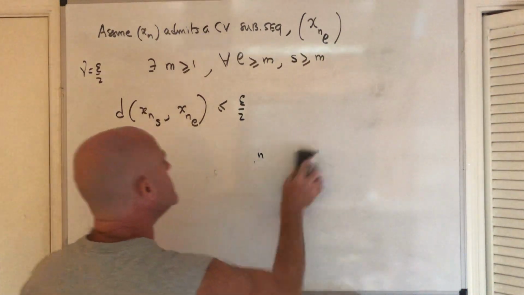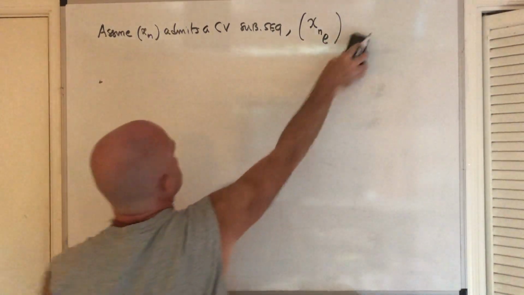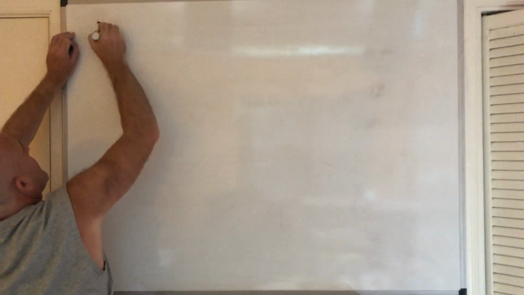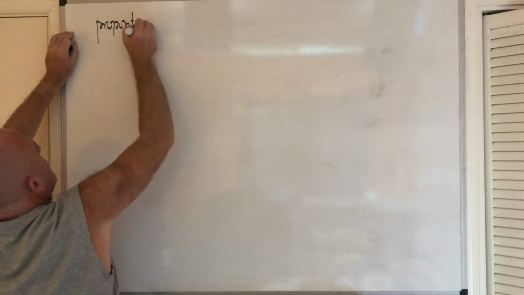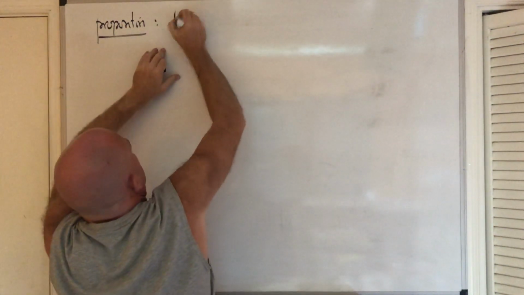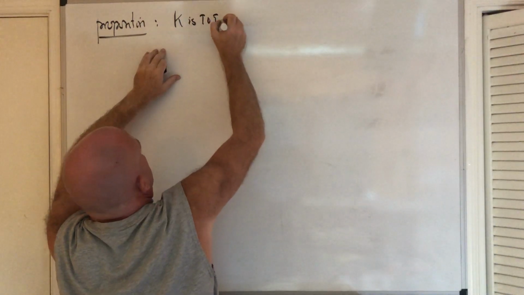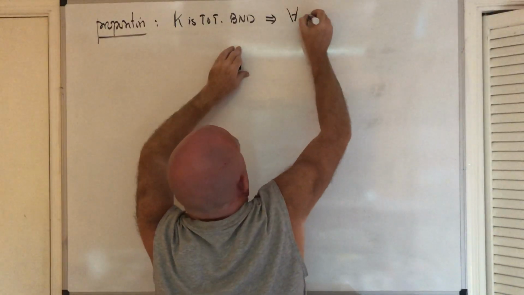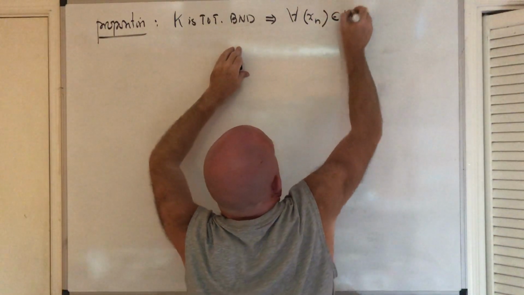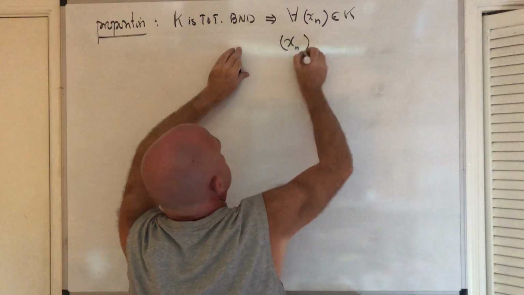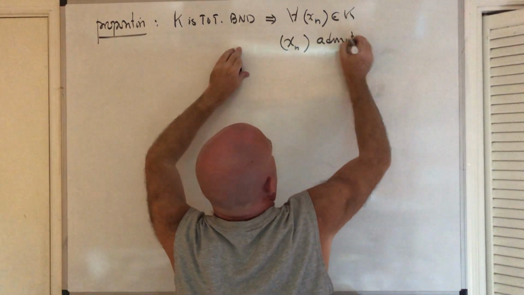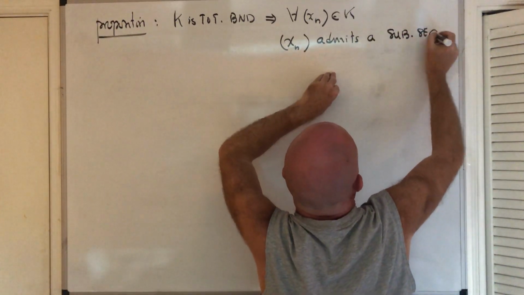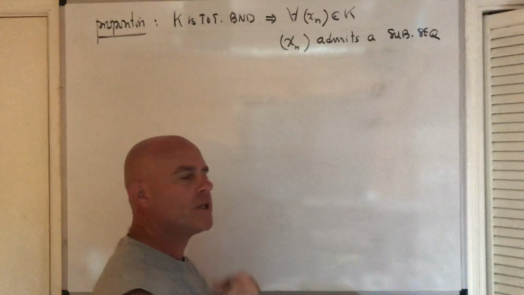Actually, this proposition goes in the reverse direction. So let me state the proposition in the reverse direction. K is totally bounded. It means that for all xn in K, xn admits a subsequence, not necessarily converging, but of Cauchy type.